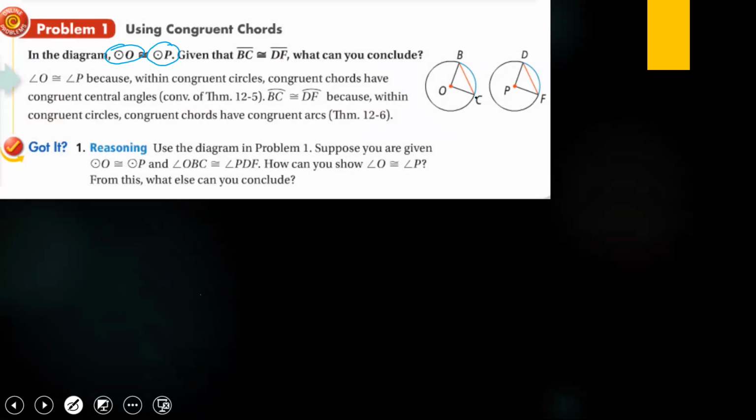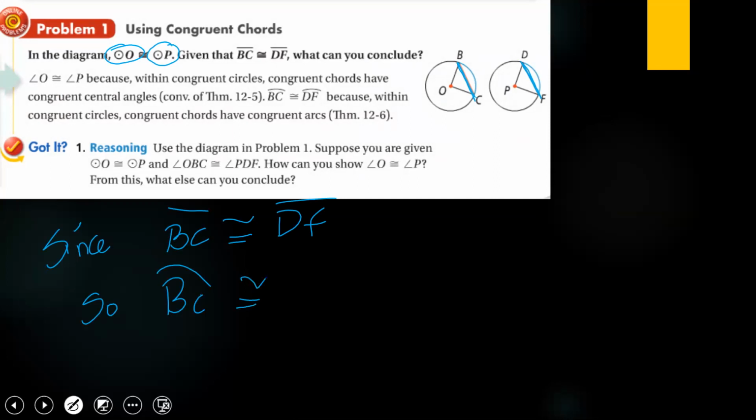Now, what did you conclude? If the chords are congruent, their arcs will be congruent. So since the chord BC is congruent to DF, their arcs, arc BC, is congruent to arc DF. This is using our theorem.